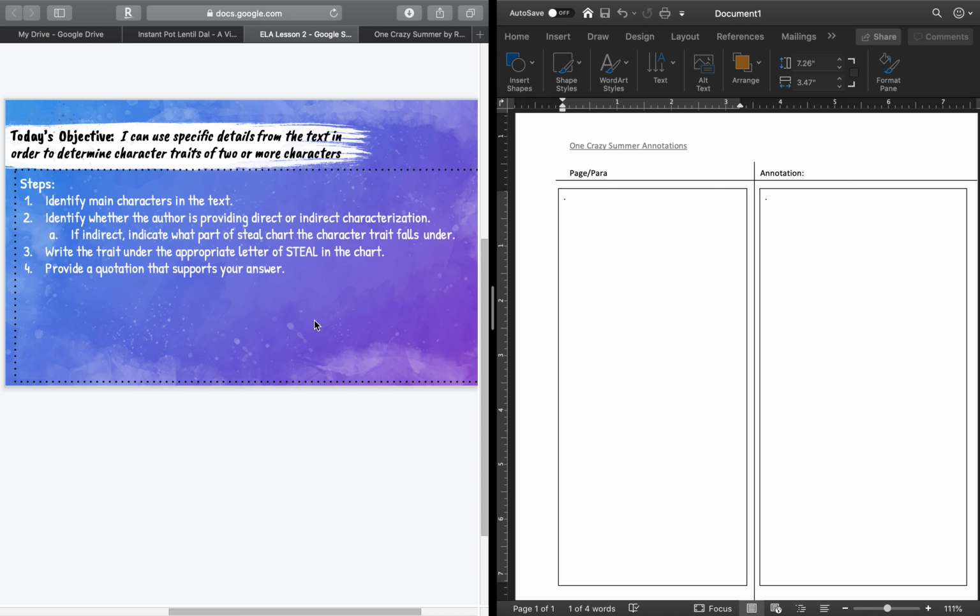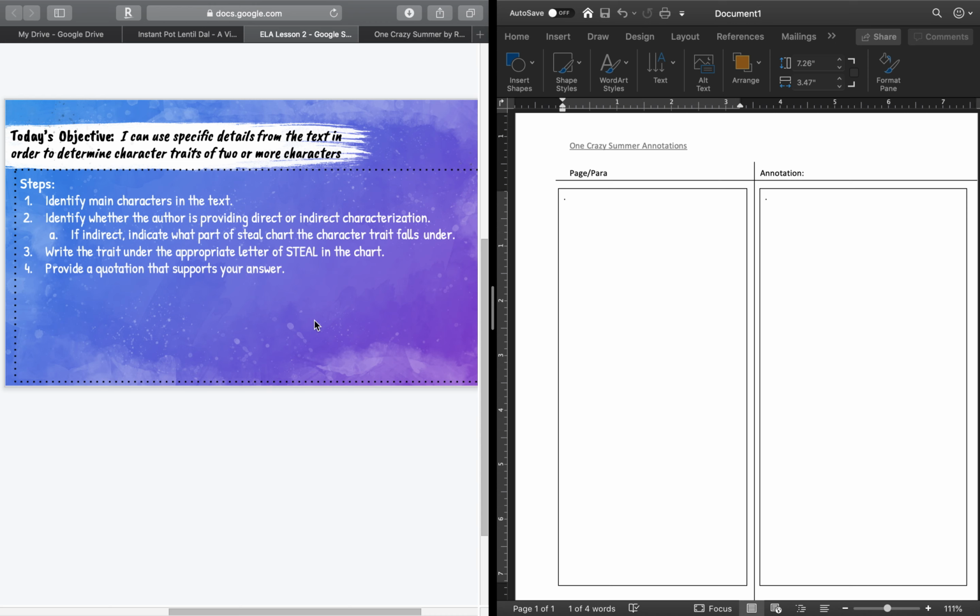And this is where the STEAL acronym comes into play that we learned about. So if the author is using indirect characterization to talk about our character, we're going to identify what part of that STEAL acronym does this trait fall under. So is it something that they said? That would go under S, and we're going to annotate that.